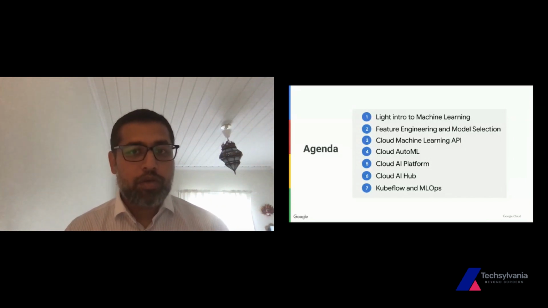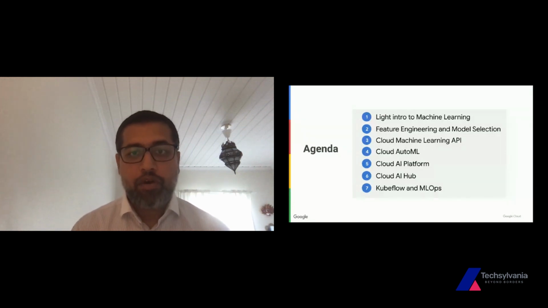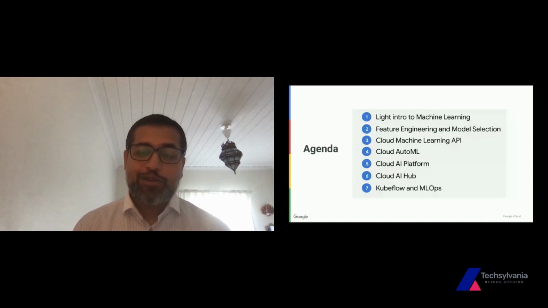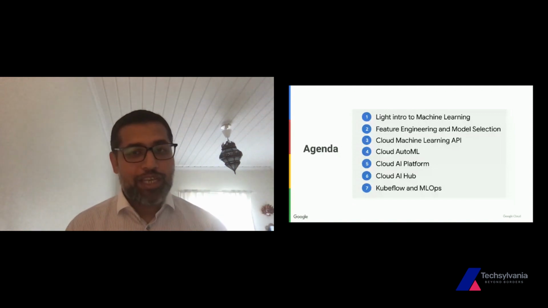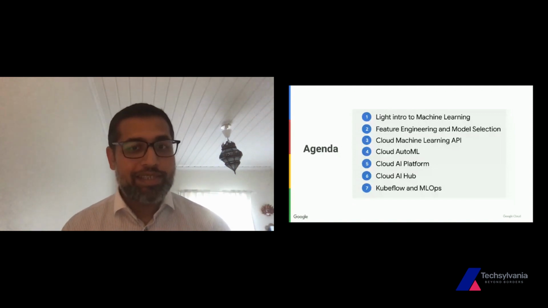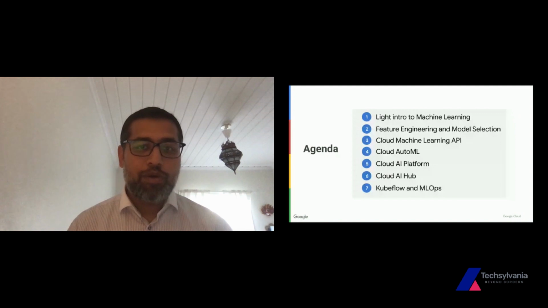Then I will talk about Cloud Machine Learning APIs, a selection of pre-trained machine learning models from Google. I will talk about Cloud AutoML, the way you can easily develop custom machine learning models. Then I'll talk about Cloud AI Platform, a fully extensive platform for data scientists to develop applications. I will talk about Cloud AI Hub for the sake of collaboration of ML assets. I'll also talk about Kubeflow and MLOps.